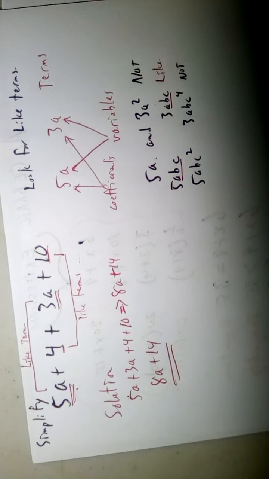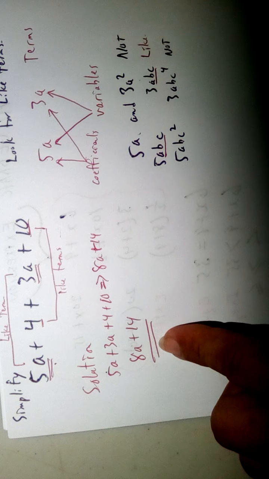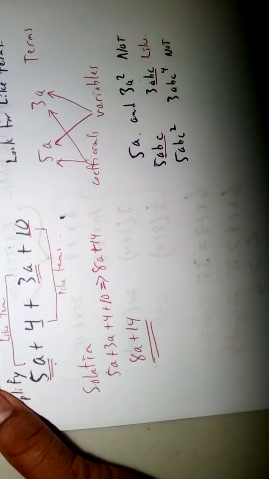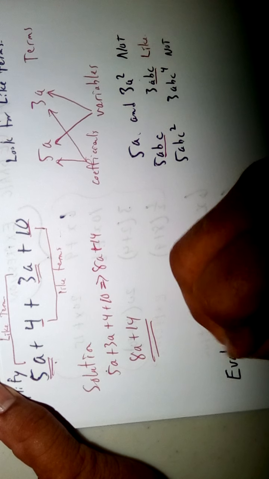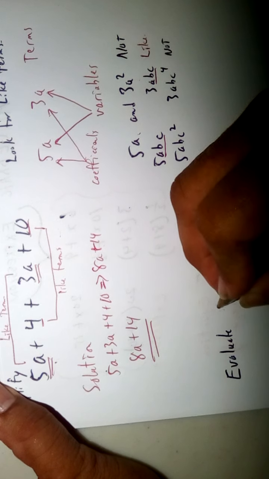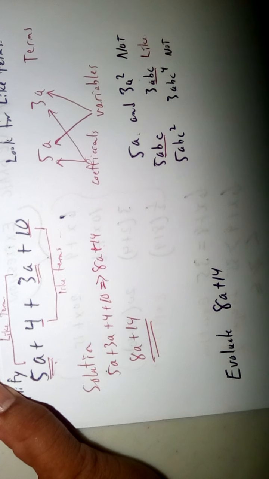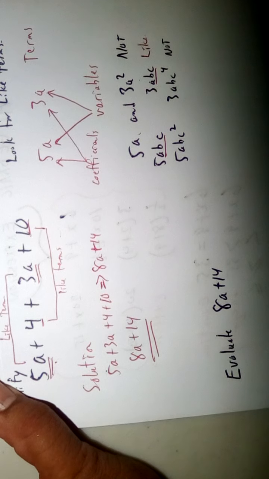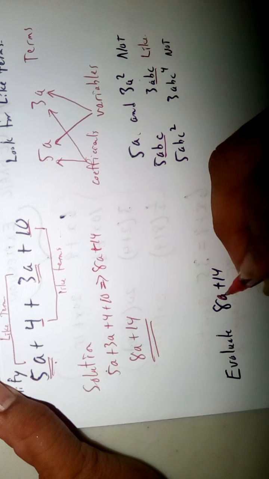So now let's bring in a new term. Remember, this is just to simplify the algebraic expression. But consider that I was to give you to evaluate 8a plus 14. What does that mean? Well, notice that this a is the unknown, that's a variable.